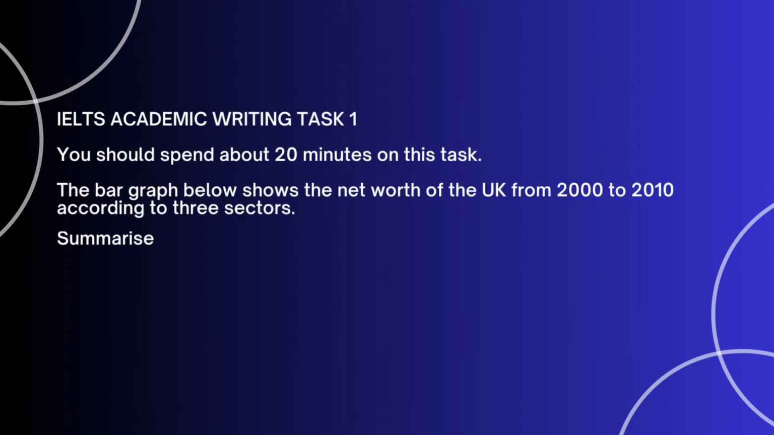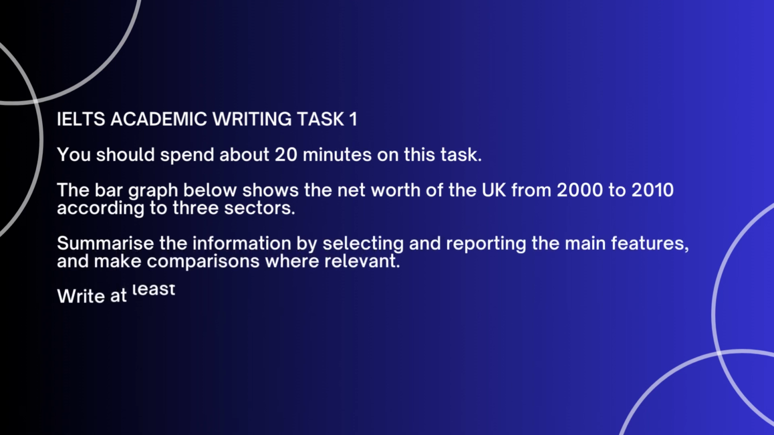So in an IELTS academic writing task 1, you should be spending about 20 minutes on this task. So the task I'm going to talk about is a bar graph. The bar graph below shows the net worth of the UK from 2000 to 2010 according to 3 sectors. Now you need to summarize the information by selecting and reporting the main features and make comparisons where relevant. Also, write at least 150 words.